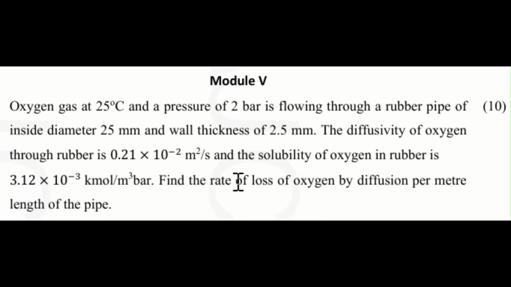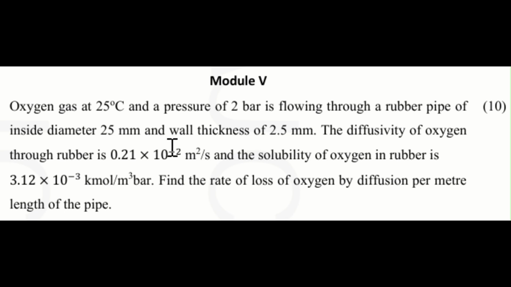So this question is from module 5, mass transfer region. We have oxygen gas at 25 degrees Celsius and a pressure of 2 bar flowing through a rubber pipe. Inside that rubber pipe, oxygen gas is maintained at a temperature of 25 degrees Celsius and a pressure of 2 bar. It's flowing, and the inside diameter of the pipe is given as 25 mm.